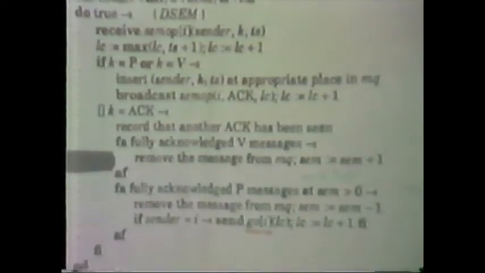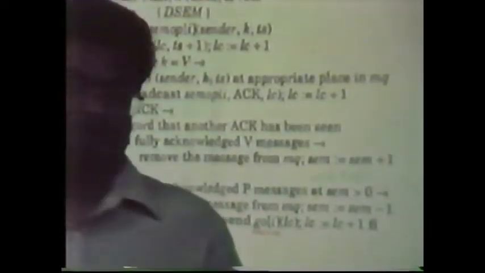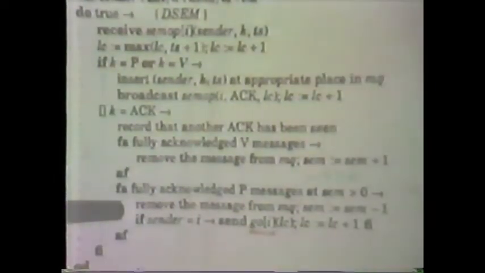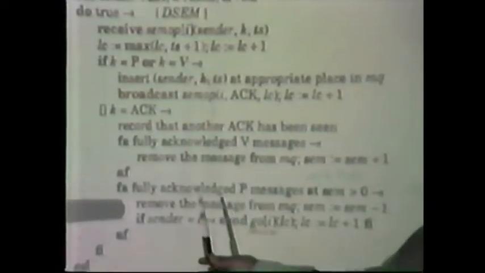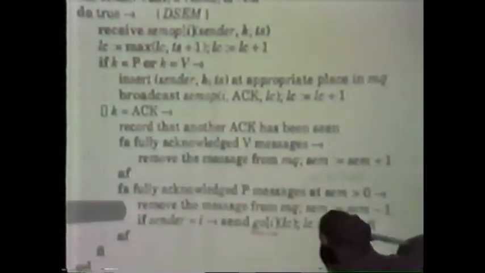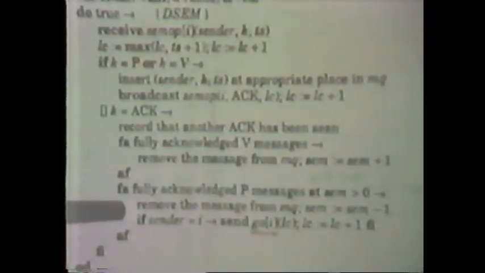Okay? And similarly, if the message in question is a P operation, here is what we do. Here is the code for that. So we are looking at P messages that are fully acknowledged. We'll worry about the details of this in a minute, but roughly speaking, it means all the helpers say they have seen the acknowledgement that goes with this P.